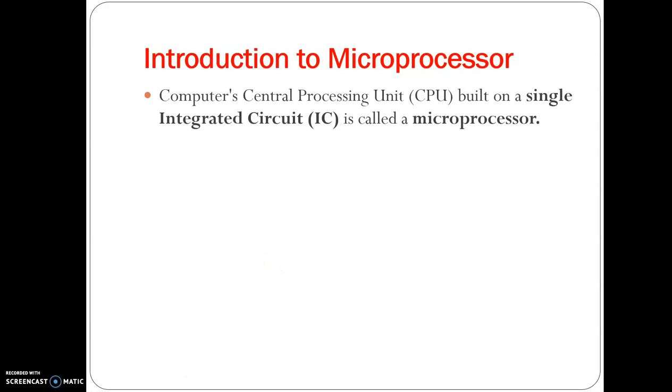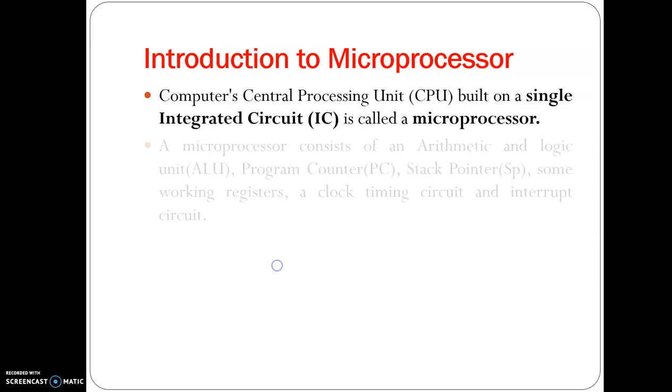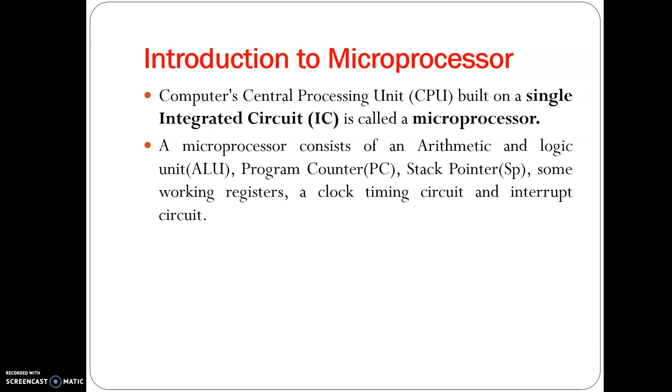Before going to the difference between the microprocessor and microcontroller, we will individually see what is meant by a processor and what is meant by a controller, that is microcontroller. CPU is nothing but central processing unit. If it is built on a single integrated circuit, that is IC, then it is called a microprocessor. A microprocessor consists of ALU, that is arithmetic and logic unit, program counter, stack pointer, some working registers, a timer circuit for generating a clock, and interrupt circuit.